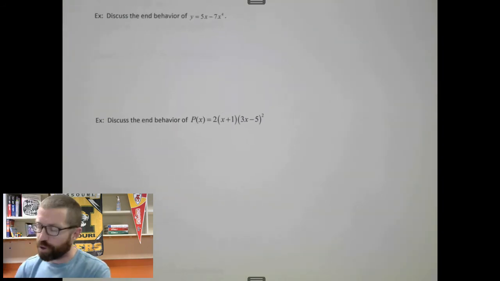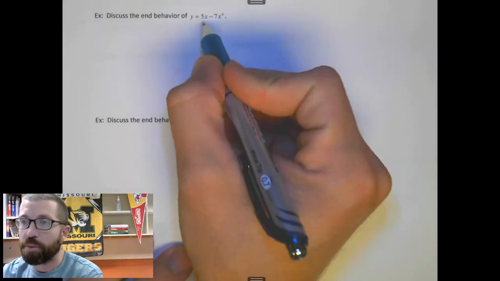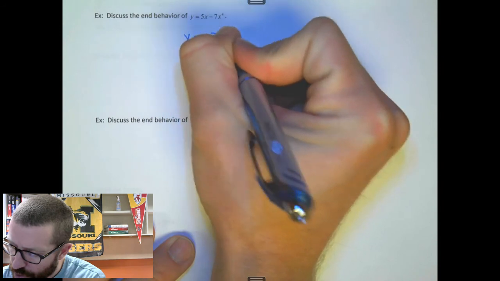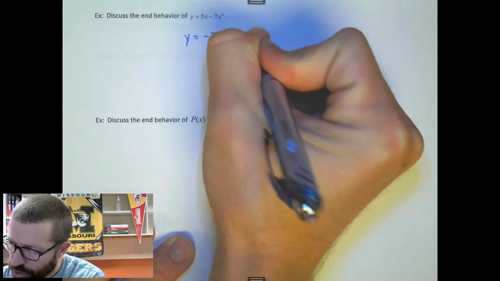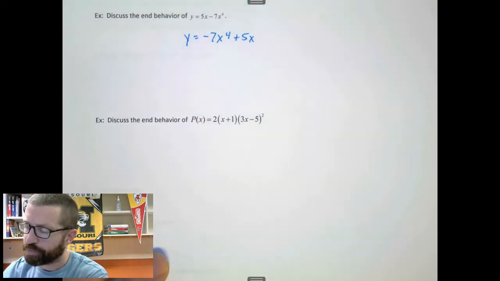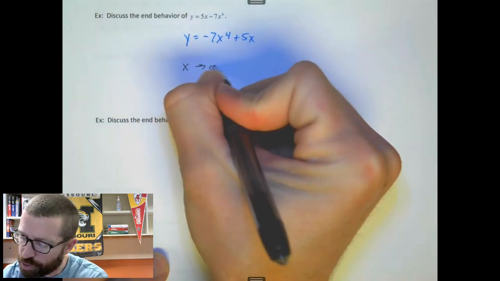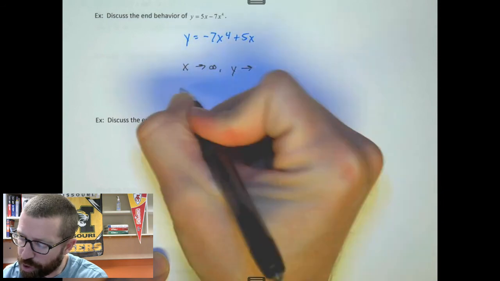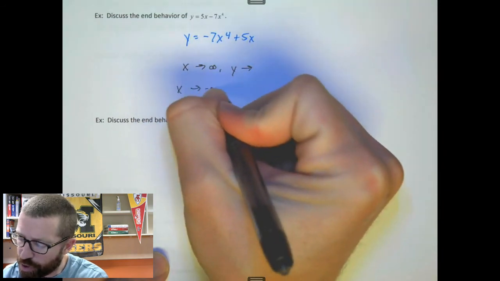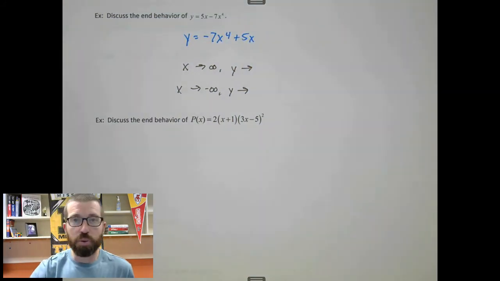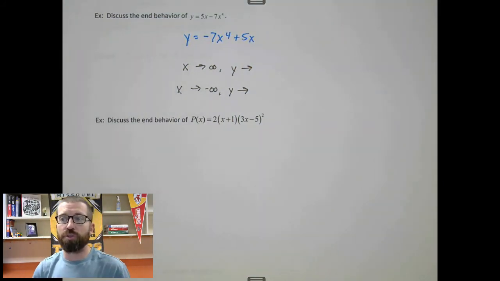So for this one, try to find the end behavior. First, let's rewrite it so it's in standard form. And then as x goes to infinity, y goes to something. As x goes to negative infinity, y goes to something. And I would always do that first. I would always write out just your notation first, so you can think clearly. Like on the right, it does this. On the left, it does this.